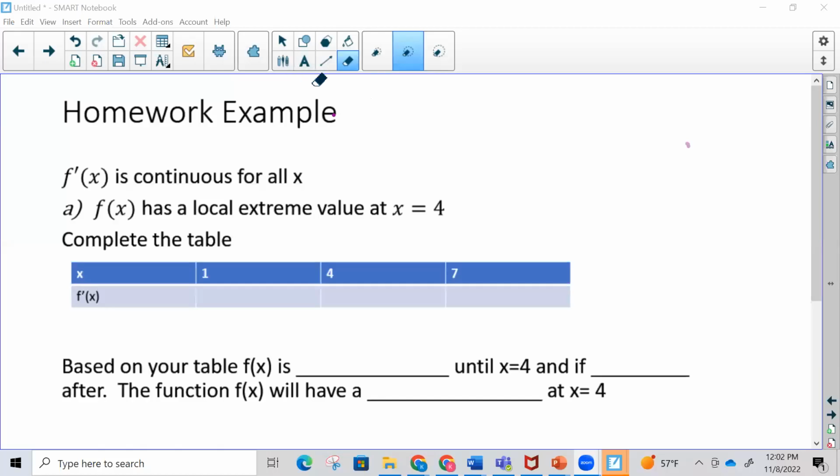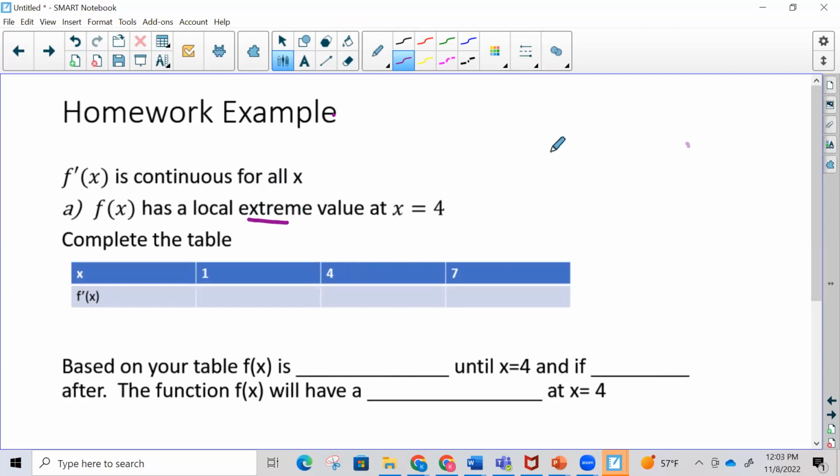Okay, so on the homework, they have a few of these problems where they say f prime of x is continuous for all x. And then they say f of x has a local extreme value at a certain x value. Complete the table. And the table gives you x values and it gives you the derivative. So for this problem, they don't give you a lot of information, and it's just testing if you know the relationship between the derivative and the local max and local min.